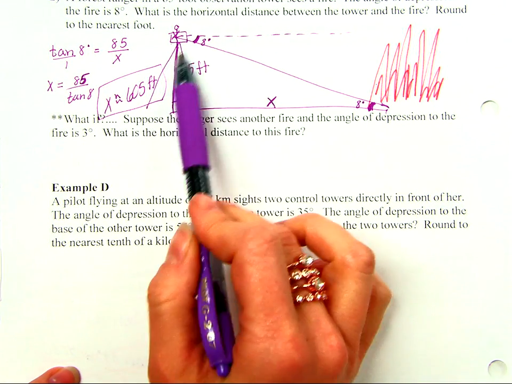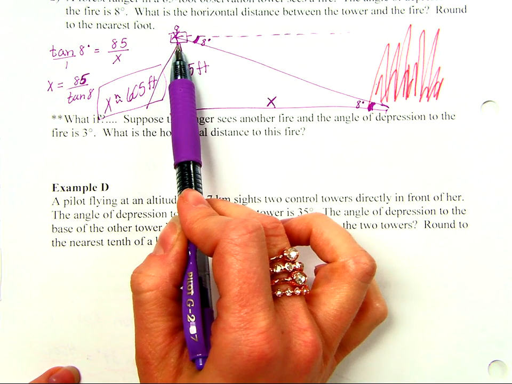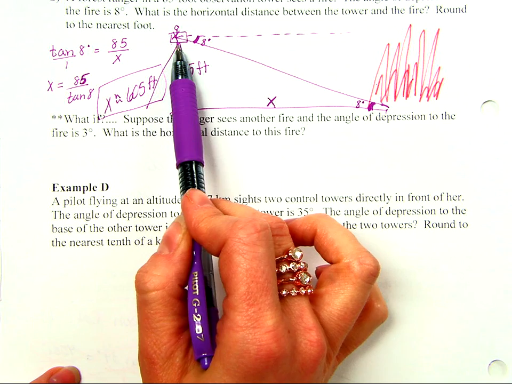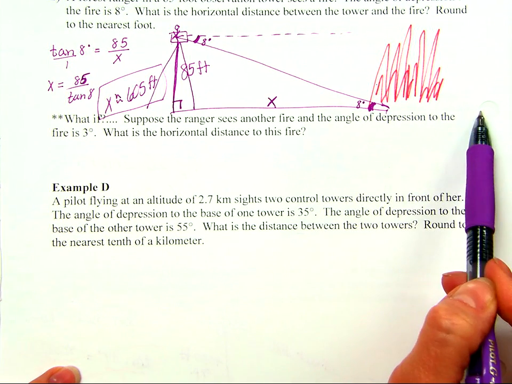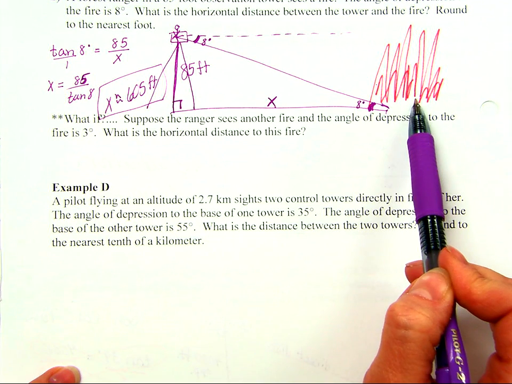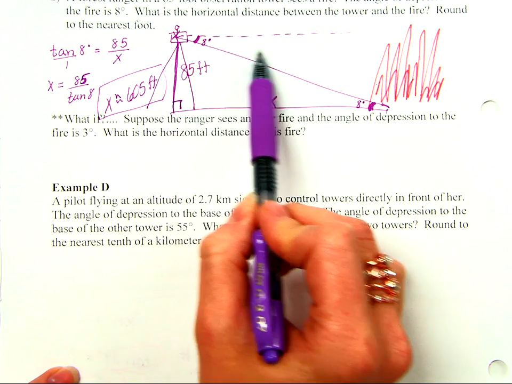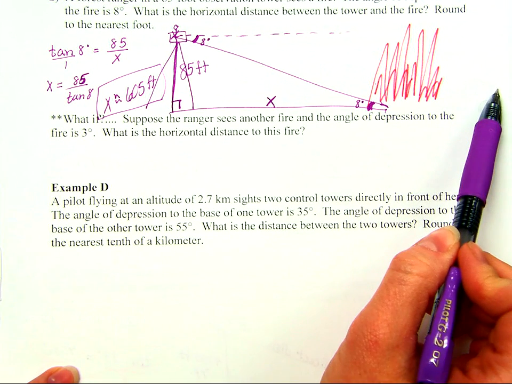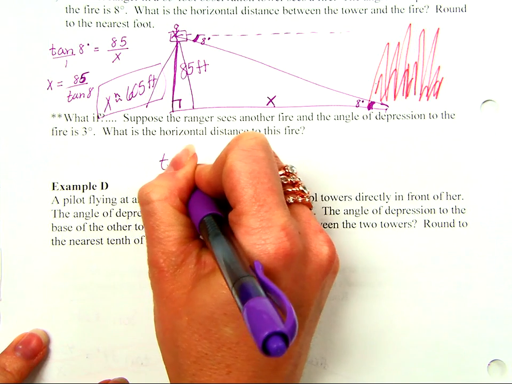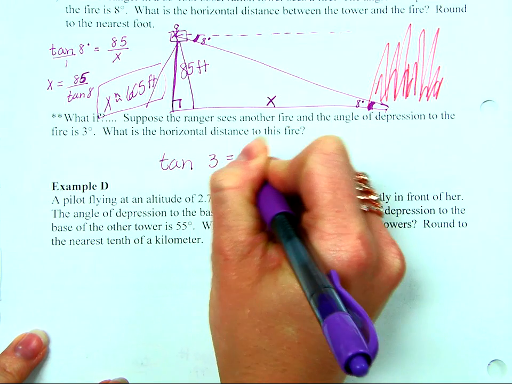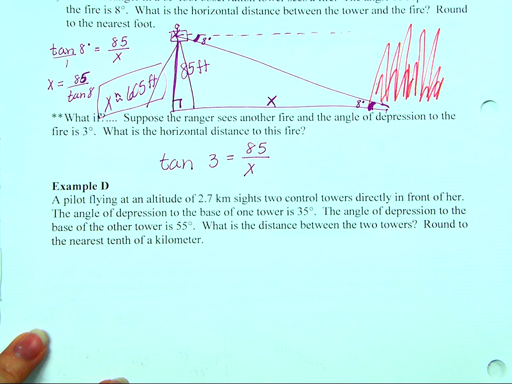So if you think about this same setup and the forest ranger sees a second fire at an angle of depression of 3 degrees, would that fire be closer to the tower or farther away than the original? Well, if this angle is going to decrease to 3 degrees, that would put my fire farther away, correct? So here I can use my same setup, but instead I'm thinking about a 3-degree angle, and we know it would be farther away.